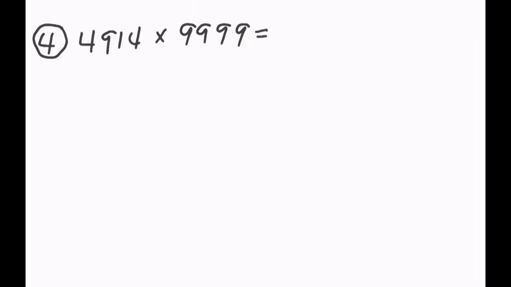Okay, let's see. Our trick says subtract 1 from the multiplier. So we take 1 away from 4914, and we get 4913. Now we go with the complements. The complement of 4 is 5. The nines complement of 9 is 0. The nines complement of 1 is 8. And the nines complement of 3 is 6. So there is our answer. We've got 49,135,086.